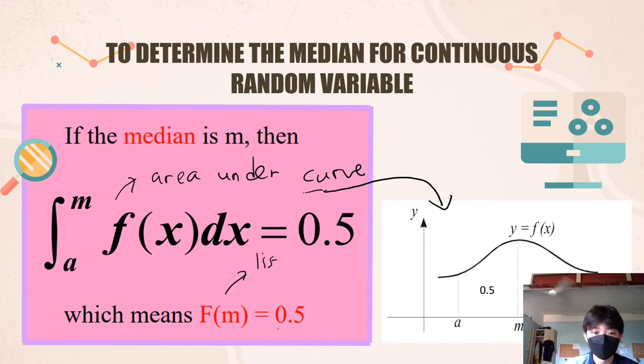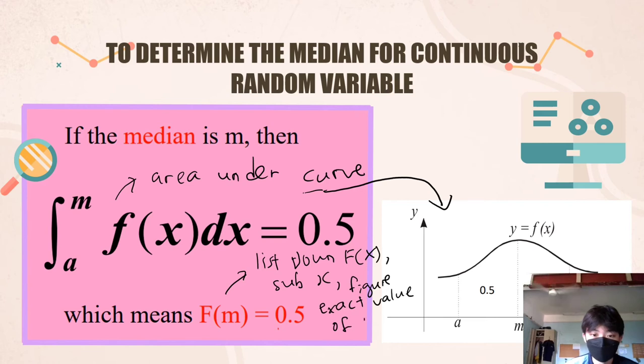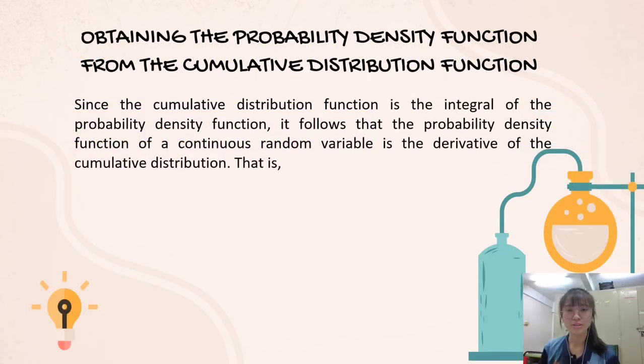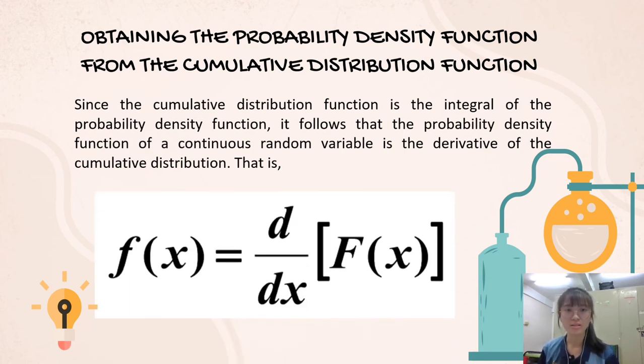If the question does not give it, we have to list down F(x) for the question, then substitute the value of x into it in order to figure out the exact value of m. With just these two simple steps, all of you can figure out the value of m, which is the median, easily. Since the cumulative distribution function is the integral of the probability density function, if we want to find the probability density function, we just need to differentiate the cumulative distribution function.